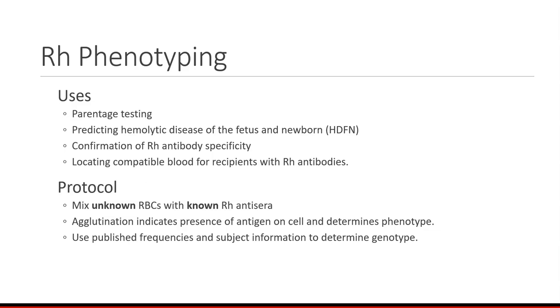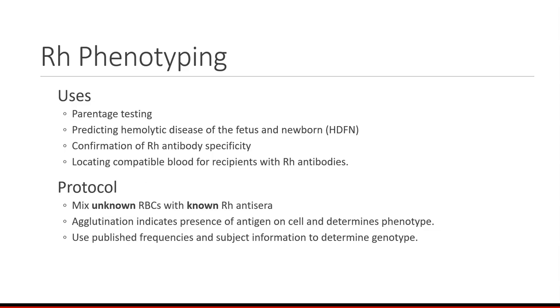Confirmation of Rh antibody specificity. Once we identify an antibody in a patient's serum, how you confirm it is you make sure the patient is negative for that antigen. For example, let's say that you've identified an anti-Big C in the patient's serum, and you go back and test the patient, and they're Big C positive. You've made a mistake. Something's wrong. Either you misinterpreted your panel, or maybe you got your cell suspensions from different patients mixed up. So again, it helps to confirm the identity of an Rh antibody.